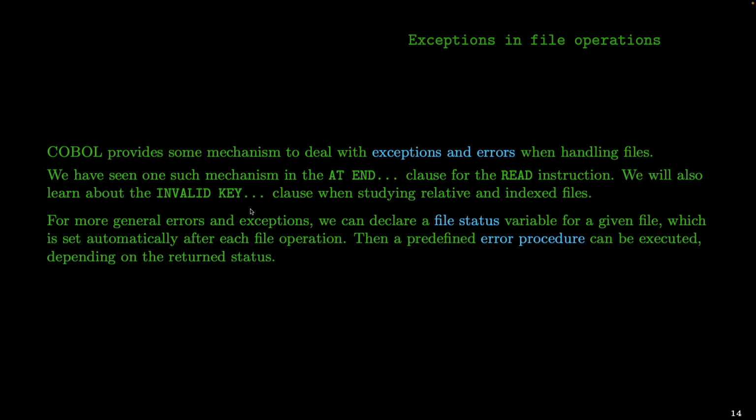But more generally, you can declare a variable as the file status variable for a particular file, and this variable will then automatically be set after each file operation. Depending on the value, you can either check it manually and decide to execute some code, or you can predefine an error procedure that will be automatically executed depending on the status that is returned by the file status variable after a file operation.